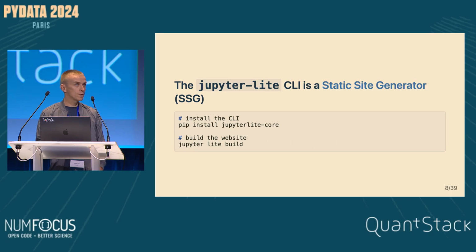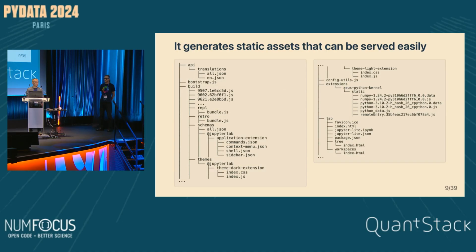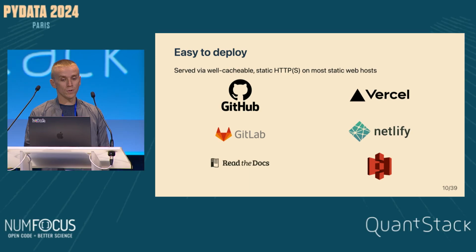Because behind all of this, you have something called the JupyterLite CLI. You can see it as a static site generator, a little bit like Jekyll for making blogs. So when you run the command, you get files on your disk that you can then host somewhere. So it's like HTML, CSS, JavaScript, images, and WASM files. Because of this, it's very easy to deploy it anywhere where you can host static files. The common examples are GitHub Pages, GitLab Pages, but then you can also consider platforms like Vercel or Netlify or even S3.